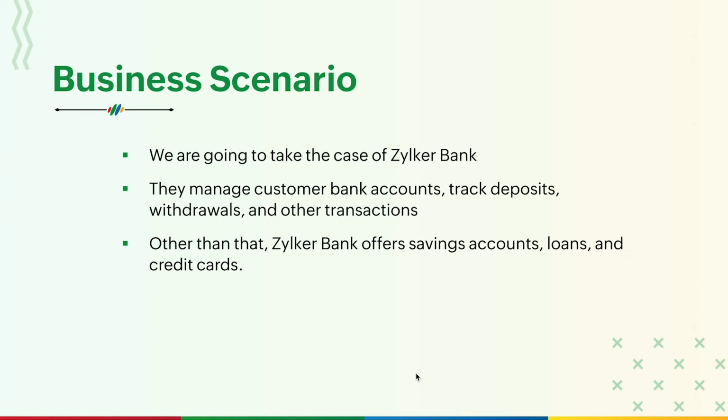To understand Kiosk Studio better, we'll walk through this webinar using a business scenario for easier context. I'm going to take the case of Zilker Bank. Their business process begins with customer acquisition. They attract new customers by offering financial products like savings accounts, loans, and credit cards. Then, they process daily transactions like payments and fund transfers while ensuring compliance with financial regulations. Apart from that, once customers are onboarded, the bank manages their accounts, tracking deposits, withdrawals, and other transactions.